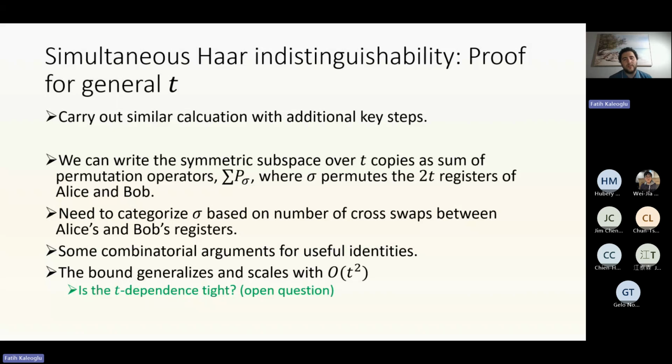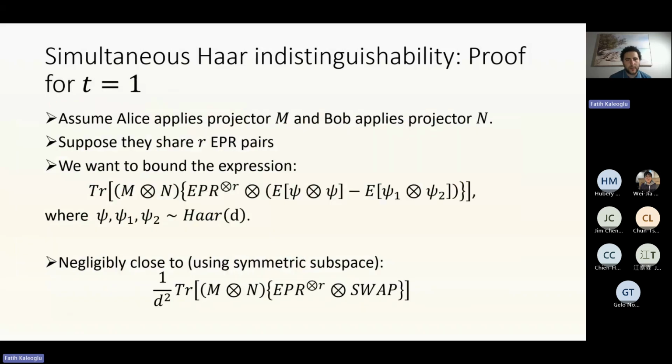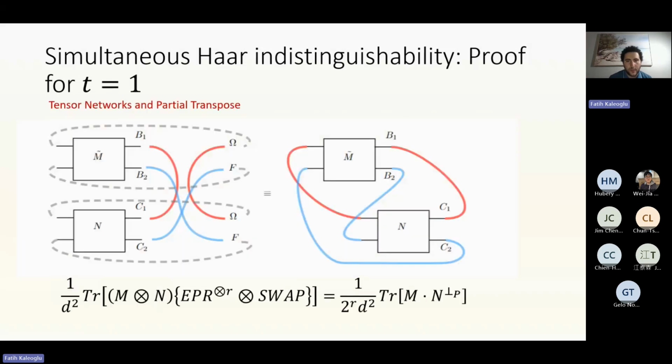And for general T, the proof is quite similar. So previously, if we quickly go back to here, the way we obtain the swap expression is we write the mixed states of symmetric subspace as a sum of permutations, of which there are only 2 in the case of T equals 1. The identity and the swap permutation.